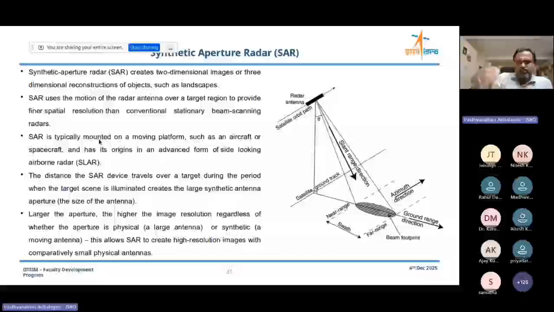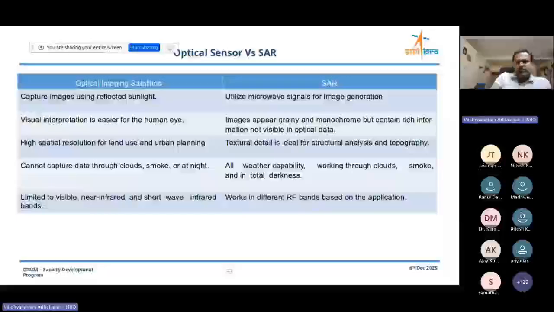Earlier, the synthetic aperture radar was used on a plane. It was fixed on a plane, and the plane was moving and taking images. Then that technology was fitted to satellites. Now the satellite does the same thing from orbit and takes images of the ground. Compared to that, synthetic aperture radar has a huge advantage over the optical imaging satellite.